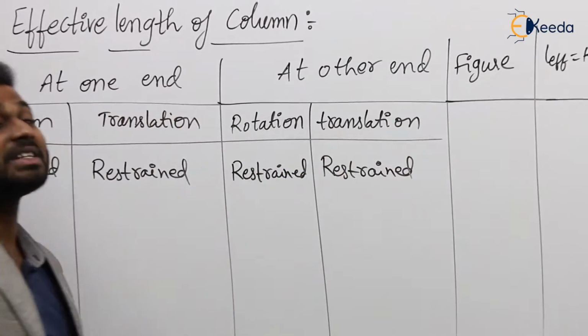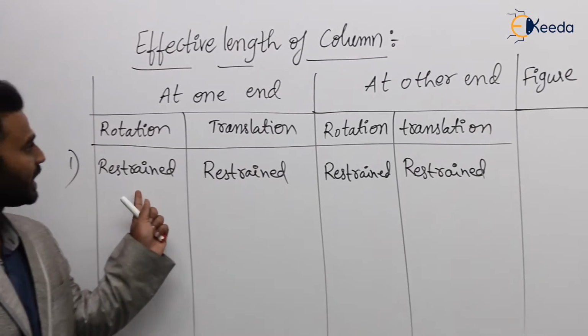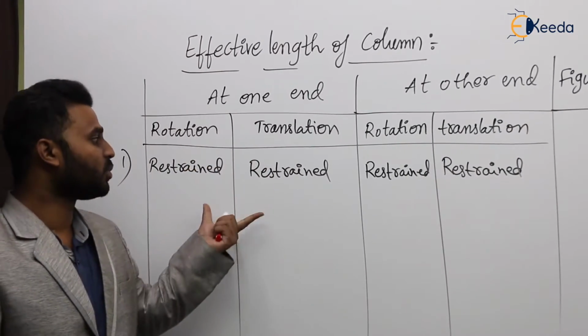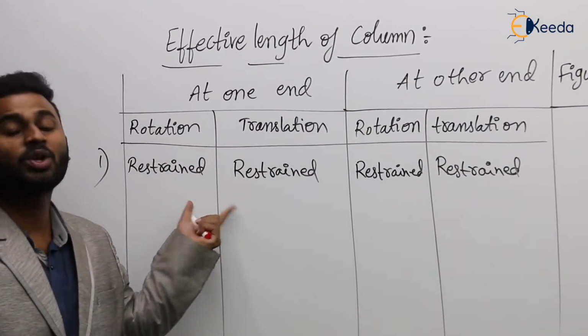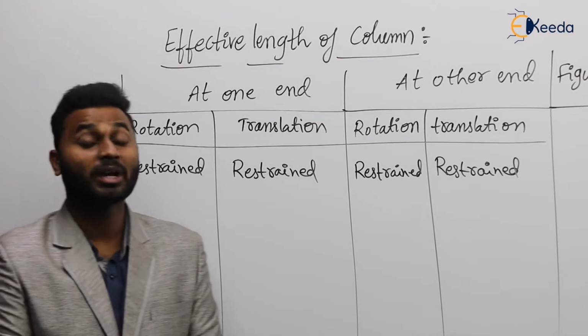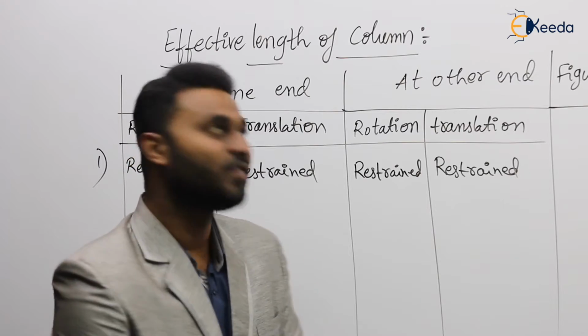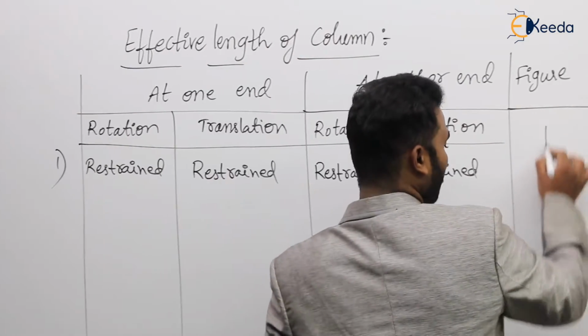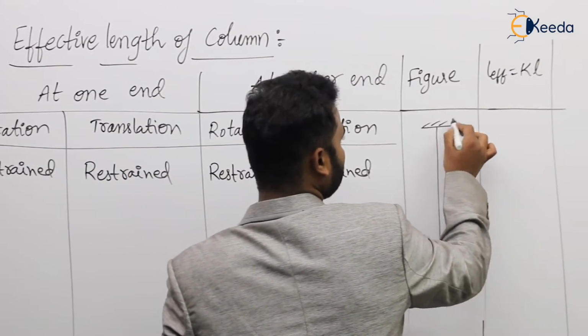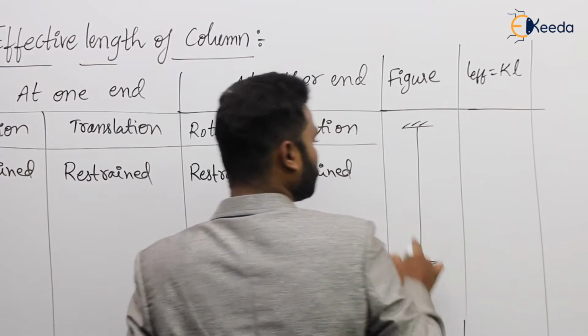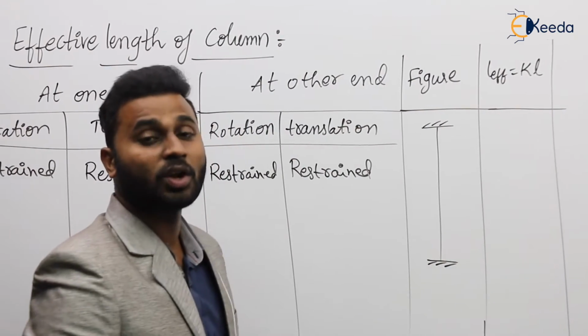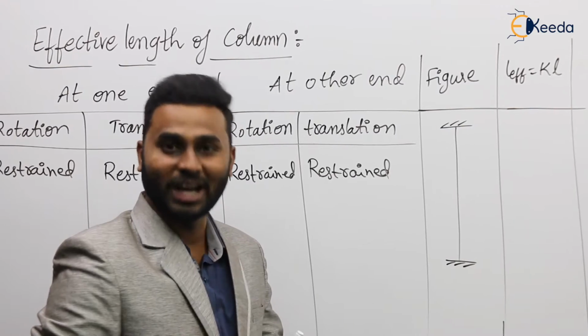Then, which type of ends are there? If you see, in both the cases translation and rotation are both restrained at both the ends. So which type of support is it? It is a fixed support, or fixed end. If you see the diagram, it is like this, so both sides are fixed. Now in this case, what is the effective length?